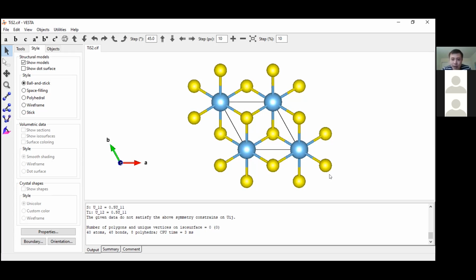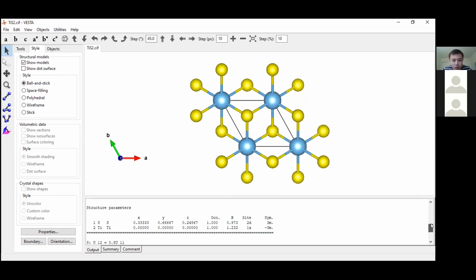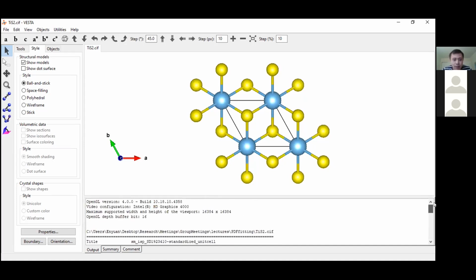You want to have a good starting point, and you want to have an idea what your starting point is, right? So what I do is open the structure in VESTA and check it. Here, there's some information. We can expand it and check what's really said here. Okay, so this is basically the information of the software.